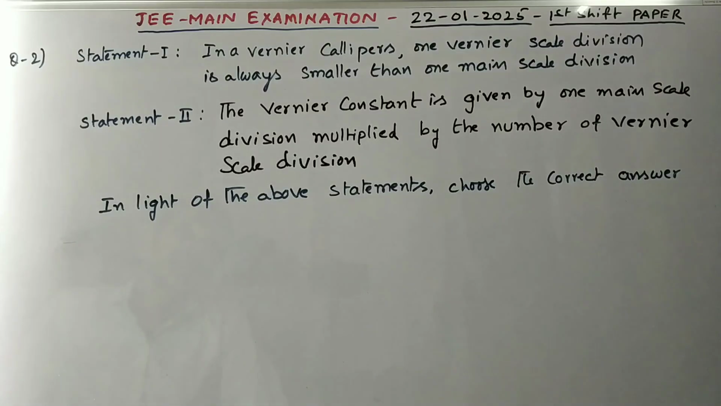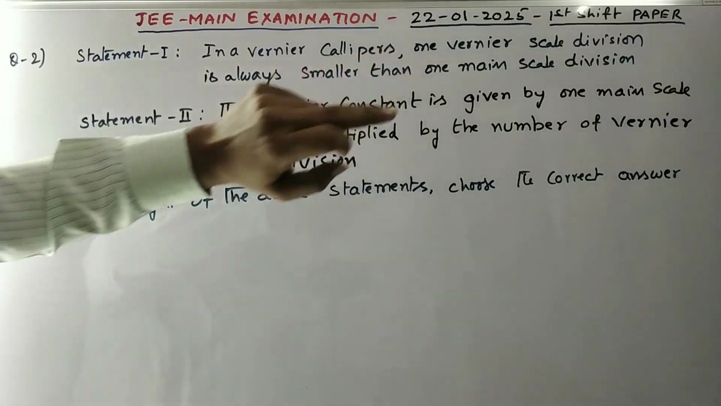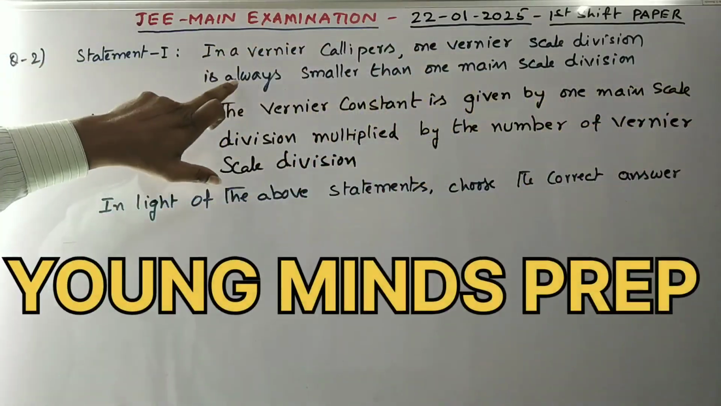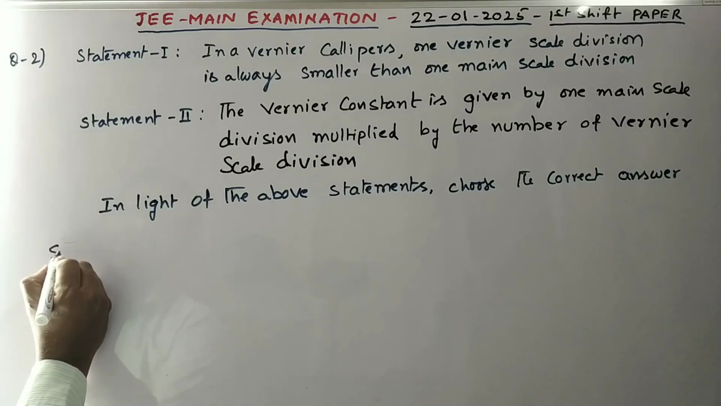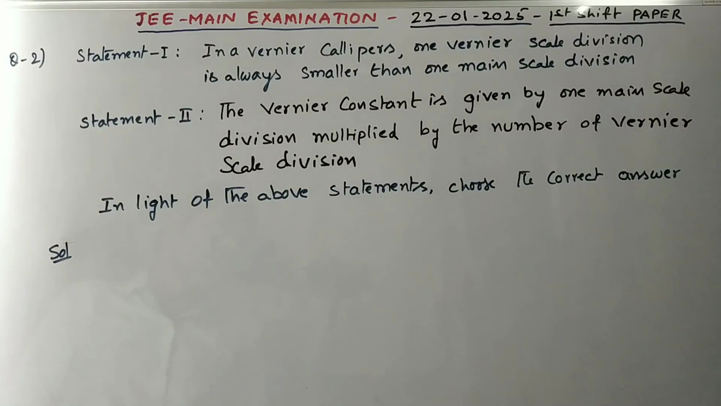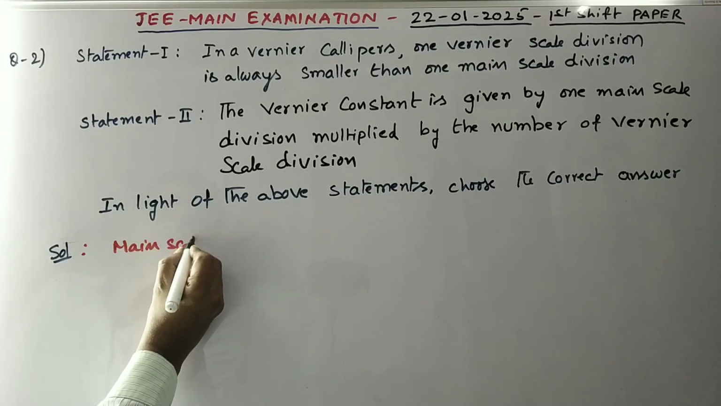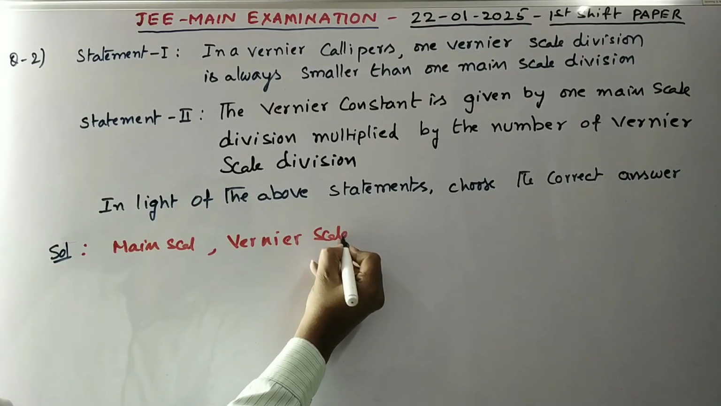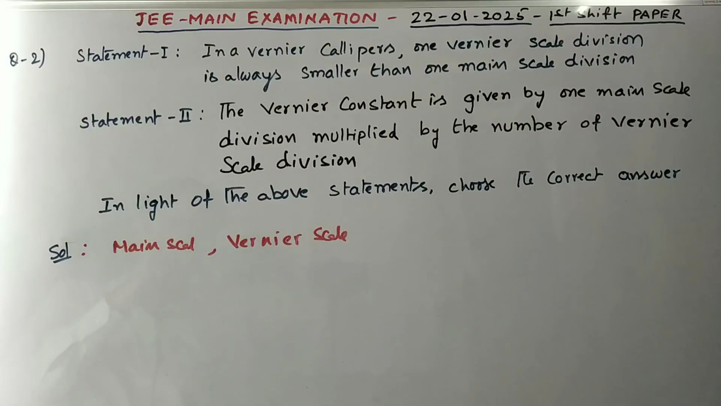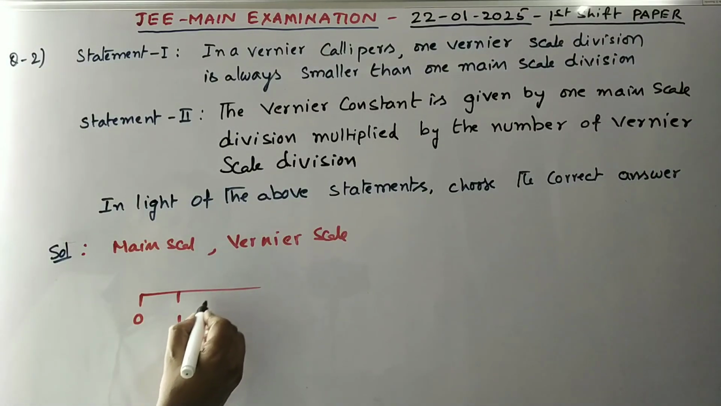The second question. Statement 1: In a vernier calipers, one vernier scale division is always smaller than one main scale division. To see, in vernier calipers there are two scales. One is called the main scale, isn't it? And the second one is called the vernier scale. In the main scale there are divisions, that means 0, 1, 2 like this.